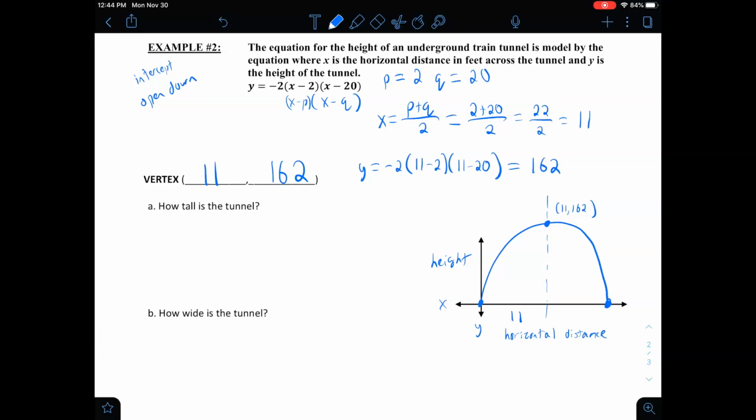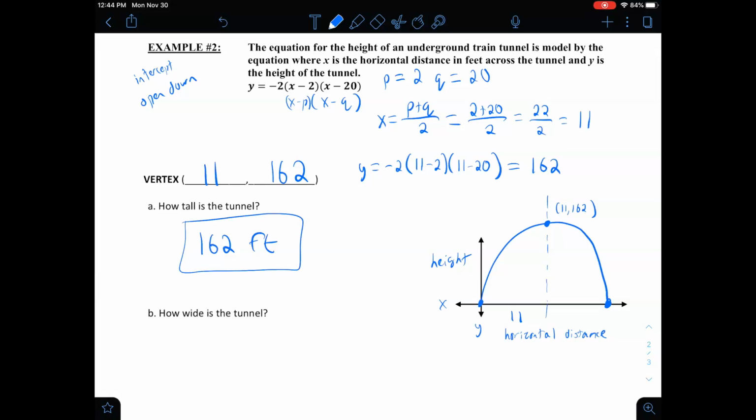Well, the 11 is the horizontal distance, so that means it's 11 feet right from here to here. And then we know that the height is 162. That's going to be how tall. So let's ask how tall is the tunnel? Boom. The tunnel is going to be 162 feet tall, right? Because the top of the tunnel is going to be the vertex.